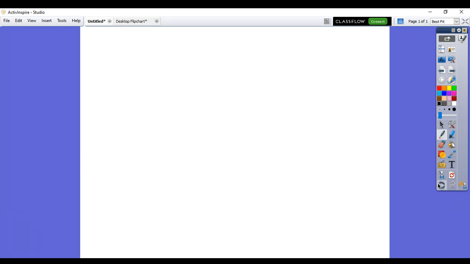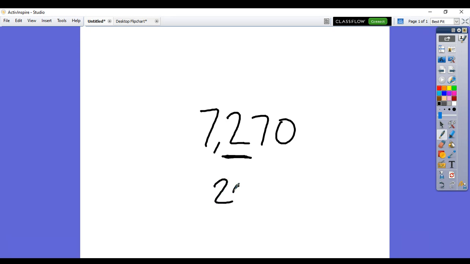So let's do one more of those. Let's see. Let's do 7,270. So what's the value of this underlined digit? We know that's a 2, but what place value is it in? It's in the hundreds place. So the value of the underlined digit would be 200.